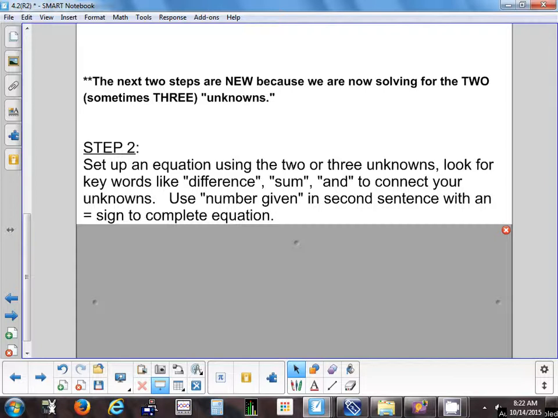Let me say it again. Change step 3 to step 2. Just cross out the 3, put a 2. Okay? So on your sheet it'll say step 3, it should be step 2. Change it to step 2.